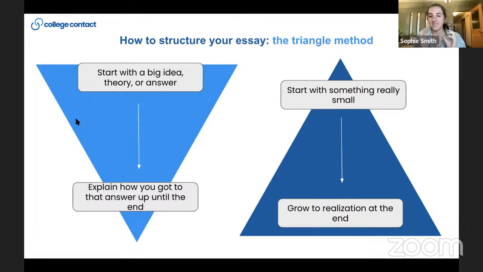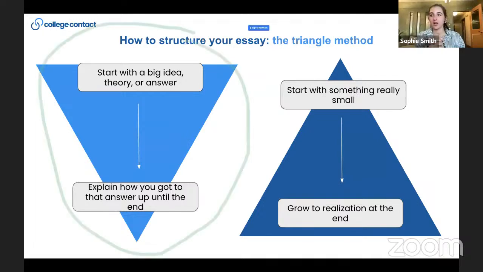At the end, though, you are supposed to wrap it all up. The sky is blue because point one, point two, point three, point four, thus the sky is blue, right? You guys are familiar with that structure. Yes.